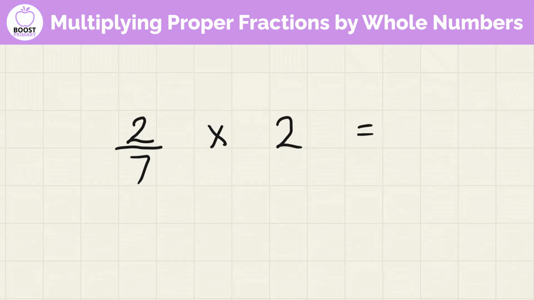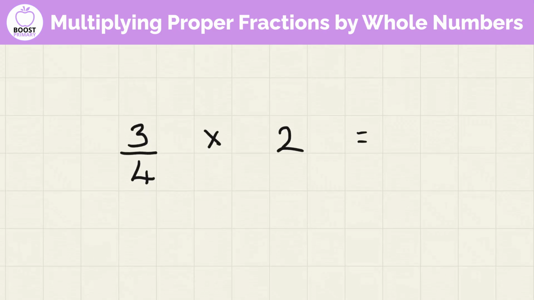Let's look at a second question. 2/7 times 2. Keep the denominator the same. Multiply the numerator by the whole number. 2 times 2 is 4. 2/7 times 2 equals 4/7.